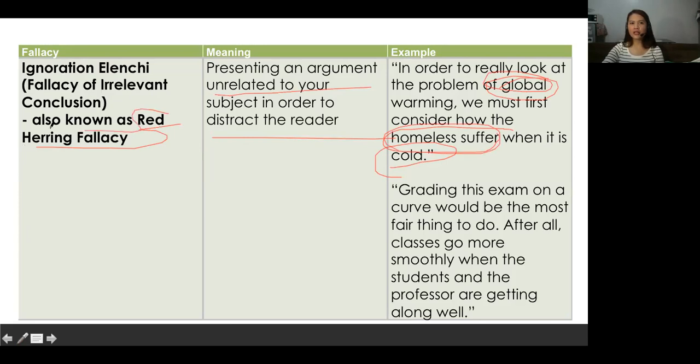Red herring is a type of fish, red, na for example, nag-uusap tayong dalawa and yung kausap mo nakakita ng red herring, nadidistract siya. Yun yung nakikita niya instead na ikaw. That's why we call it red herring. Distraction. Not related yung sinasabi mo ngayon dun sa pinag-uusapan. Okay? Alright. So, grading this exam on a curve would be the most fair thing to do. After all, classes go more smoothly when students and the professor are getting along well. Oh, grabe, di ba? So, the first subject is grading, pero ang inaano mo ay yung getting along well. Di ba?